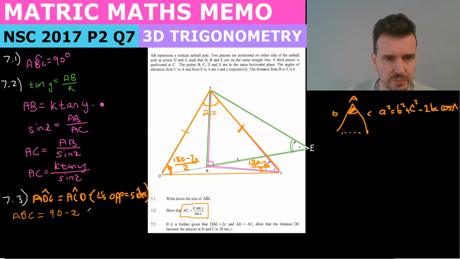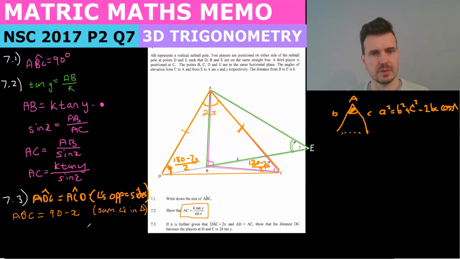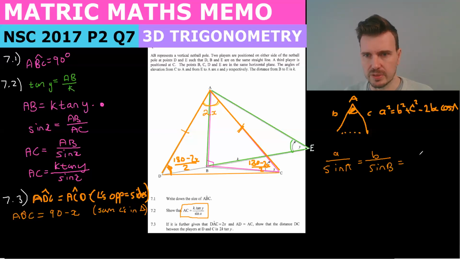And that's sum of angles in triangle. Okay. Then I'm going to use the sine rule. So let's look at the sine rule quickly. If you already know the sine rule, skip ahead. If not, stick around. So we've got A over sine A equals B over sine B equals C over sine C.